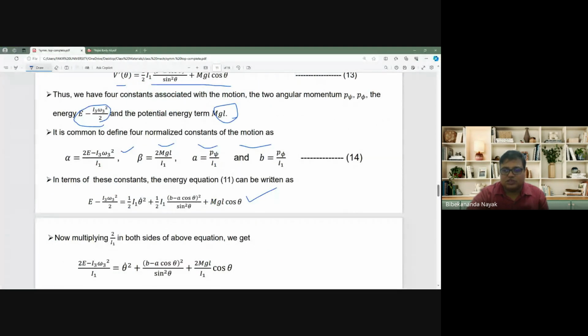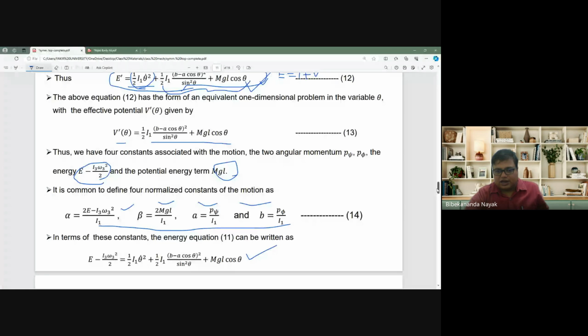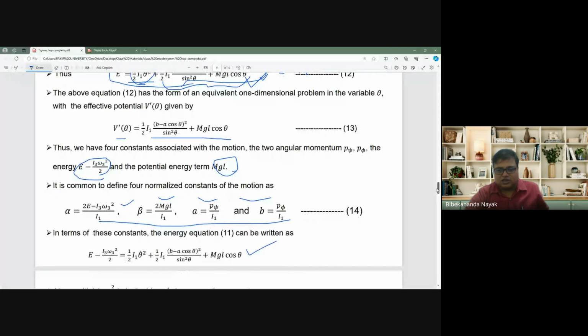If we use these quantities, so I found this. Now, equation 11. This is your equation which is written here. E prime is this, or E is equal to this. I can write this equation 11 the same way.